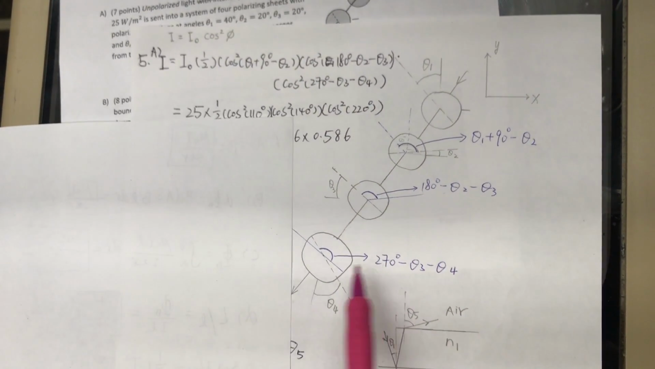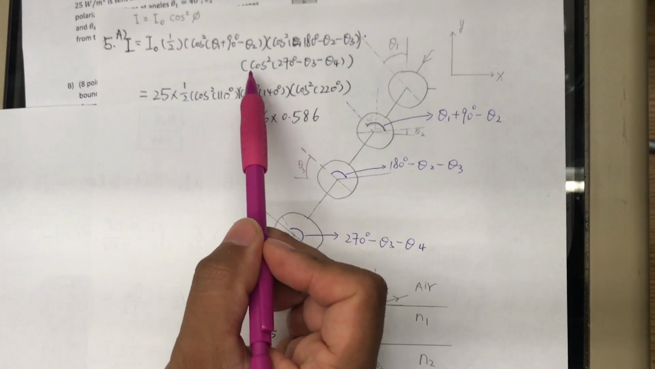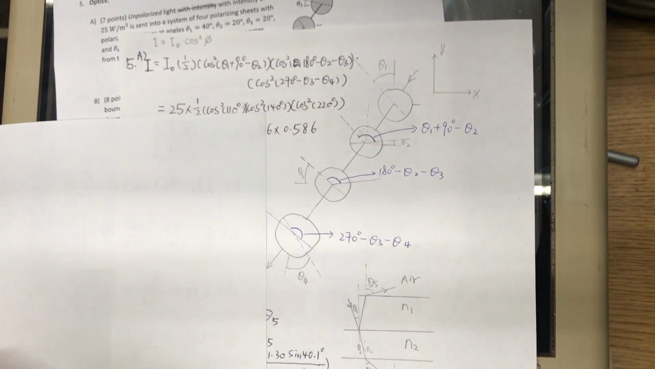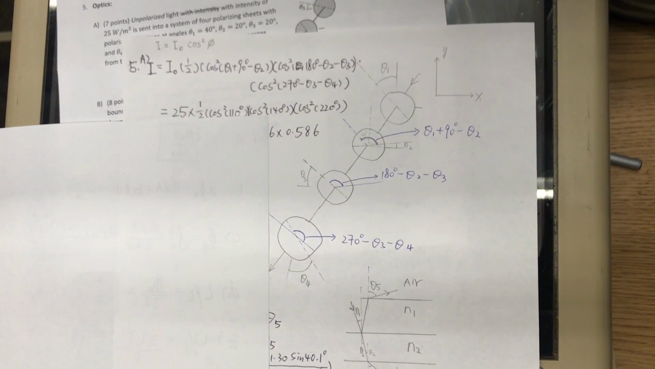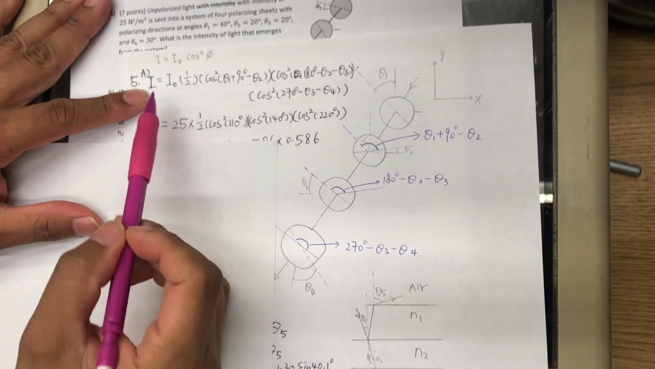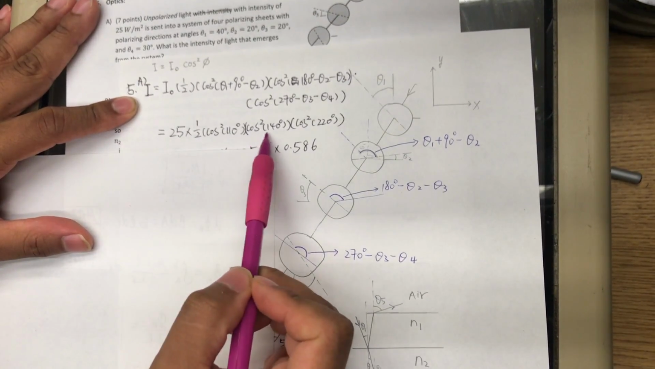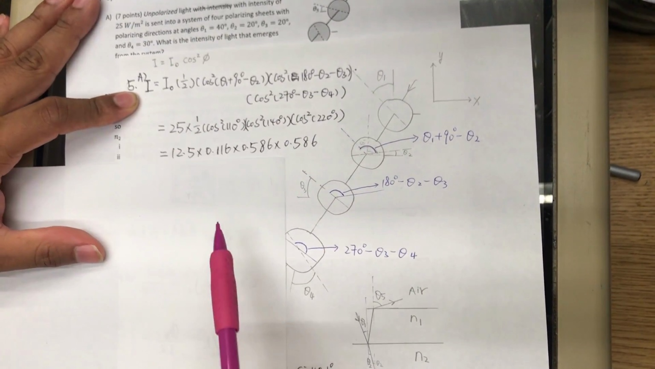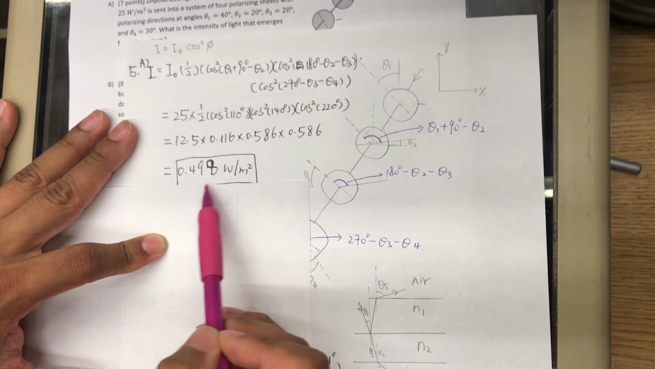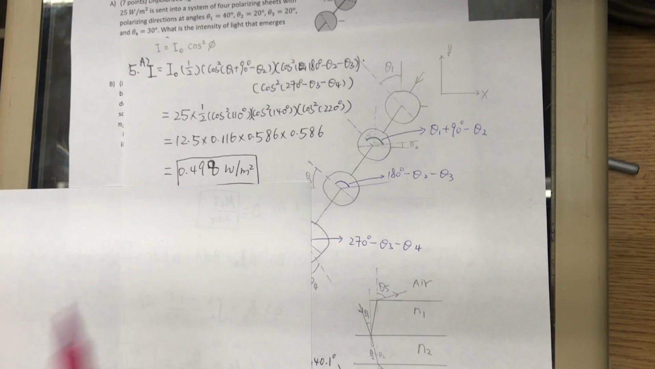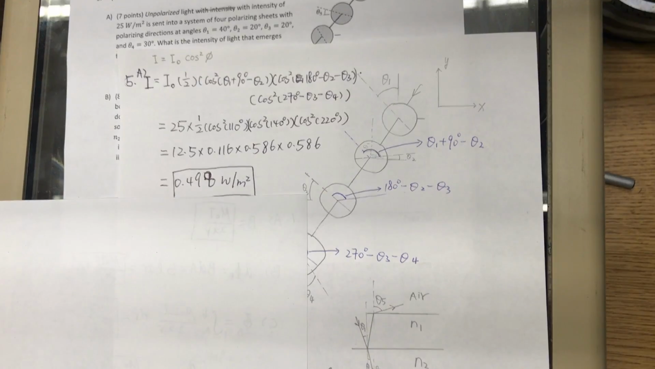Lastly, phi equals 270 minus theta 3 minus theta 4, and that is what we multiply: cosine squared of 270 degrees minus theta 3 minus theta 4. We're given the intensity, so we plug in the original intensity, 25 watts per meter squared, and we plug in all the degrees. Plug and chug, we get 0.498 watts per meter squared, which is actually a lot of loss. That is our answer.